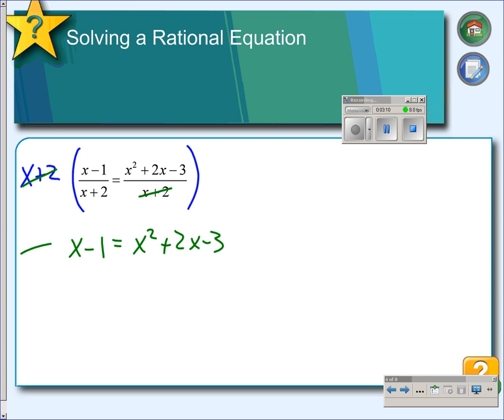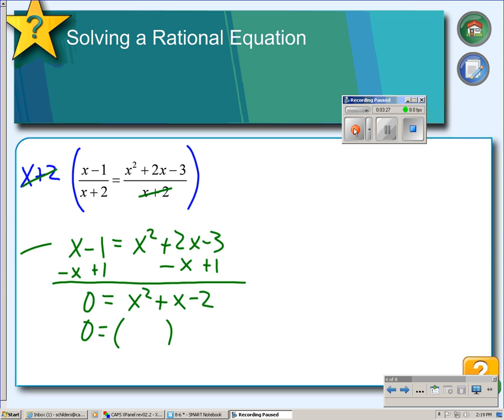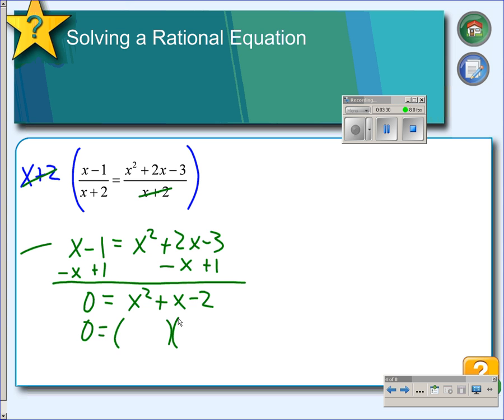Solving the quadratic, we would have to subtract the x over to the right side and add 1 over to the right side. So that gives us 0 equals x squared plus x minus 2. And then we can solve this by factoring. So this will factor as x plus 2 and x minus 1. So then we get solutions x equals negative 2 and x equals positive 1.